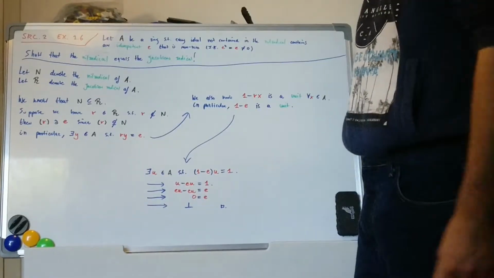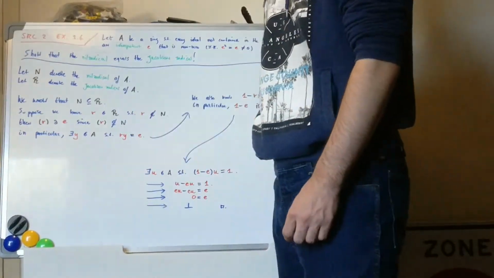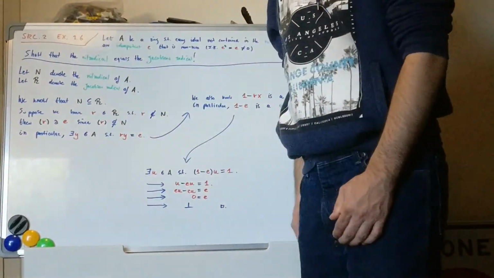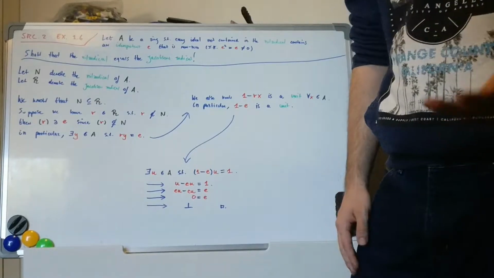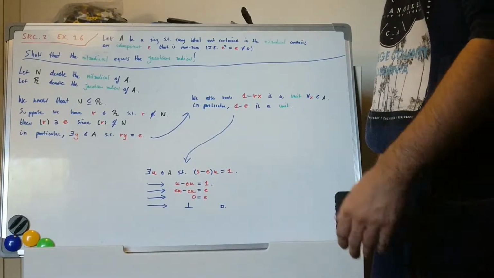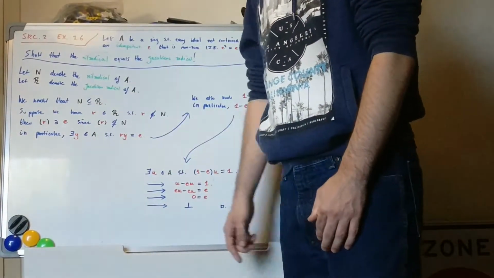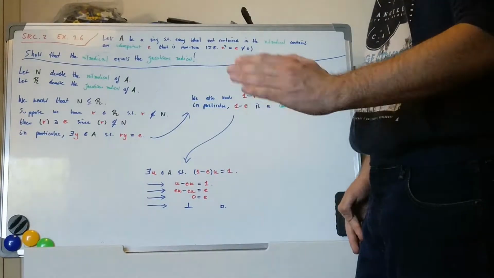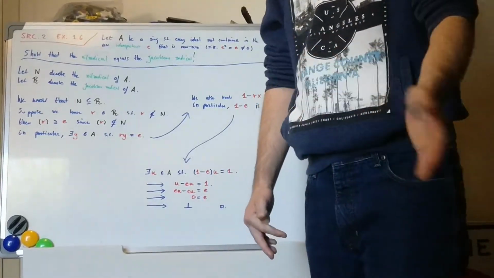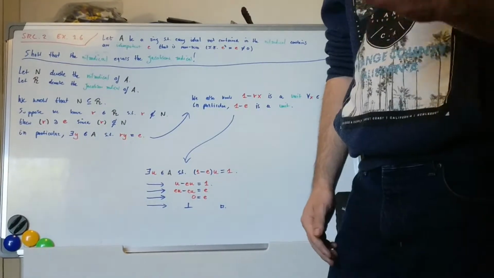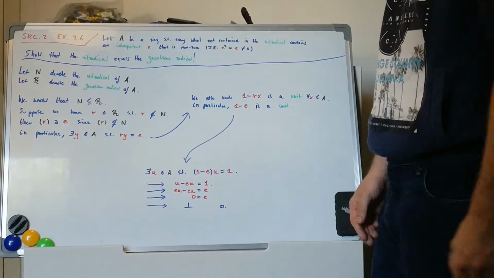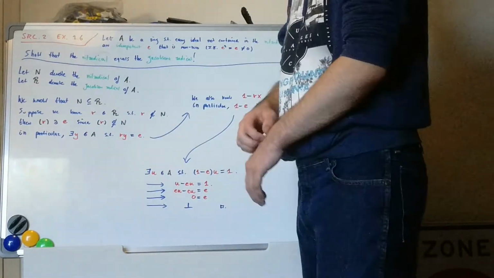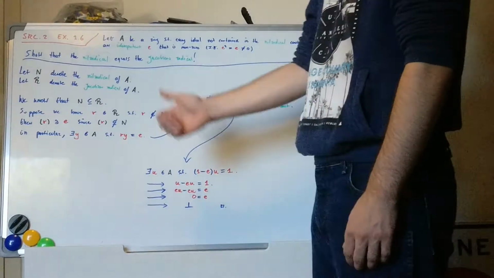Well, why is that? Because the nil radical is the intersection of all prime ideals, and the Jacobson radical is the intersection of all maximal ideals. So what this means is that if we have an element that's contained within every prime ideal, it has to be contained within every maximal ideal because every maximal ideal is prime. Good, so we know that the nil radical is contained within the Jacobson radical. So we have this side.